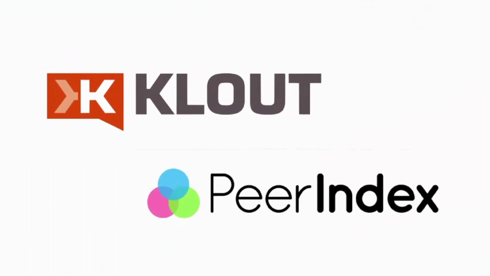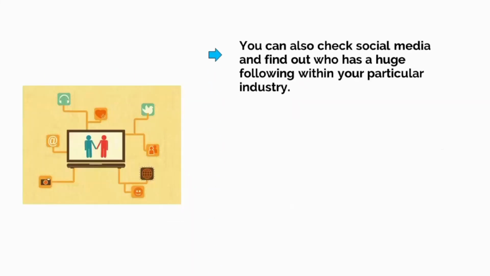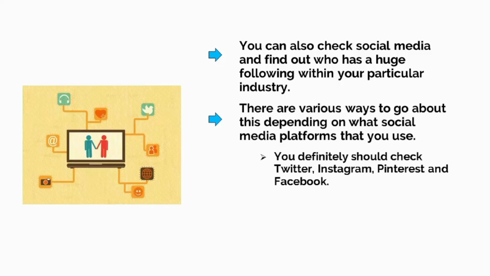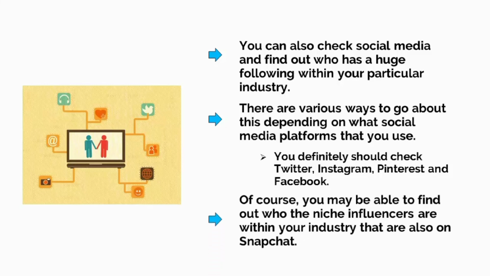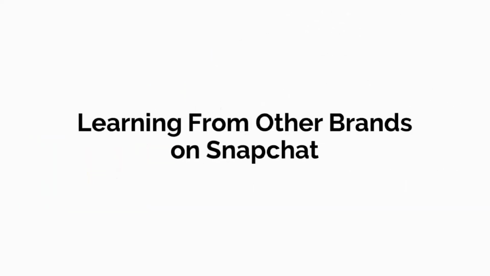Finding niche influencers within your particular industry isn't all that difficult. You can use websites like Clout, Peer Index, and Cred, or any of the other barometers of influence that are out there. You can also check social media and find out who has a huge following within your particular industry. There are various ways to go about this depending on what social media platforms you use, but you definitely should check Twitter, Instagram, Pinterest, and Facebook. Of course, you may be able to find out who the niche influencers are within your industry that are also on Snapchat.